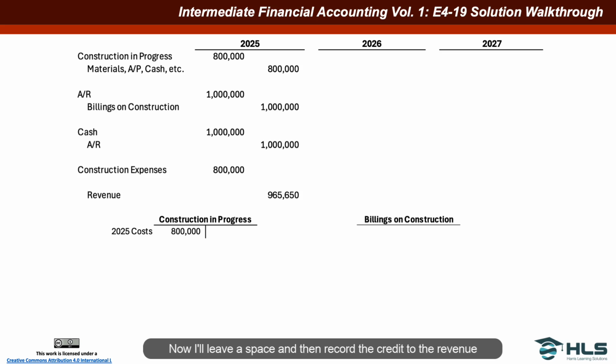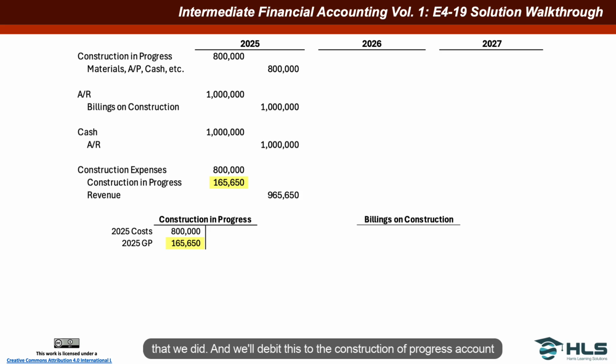Now I'll leave a space and then record the credit to the revenue because that's an item that we calculated. So we'll credit the revenue for $965,650 for the work that we did. And then the difference between those two is the gross profit. So $965,650 minus construction expenses of $800,000 is gross profit of $165,650, which is in the work that we did.